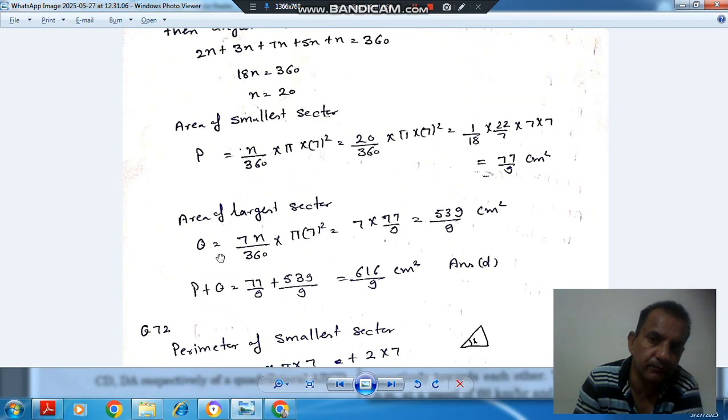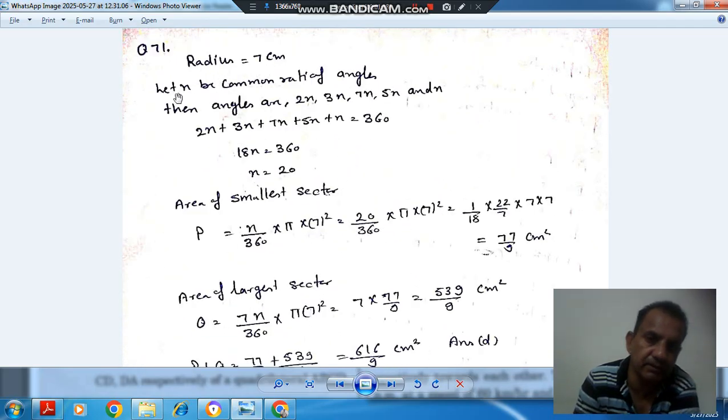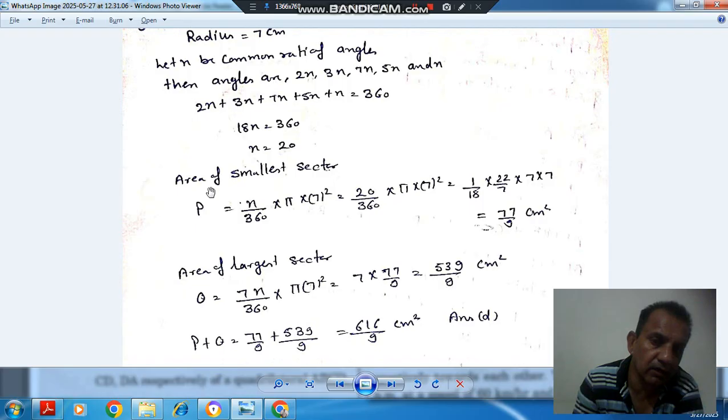So here it is given that the radius is 7 centimeter, and suppose x is the common ratio of the angles. Then the angles are 2x, 3x, 7x, 5x, and x. In a pie chart, the summation of angles is 360 degrees. So 2x plus 3x plus 7x plus 5x plus x is equal to 360 degrees, or 18x is equal to 360, or x is equal to 20.